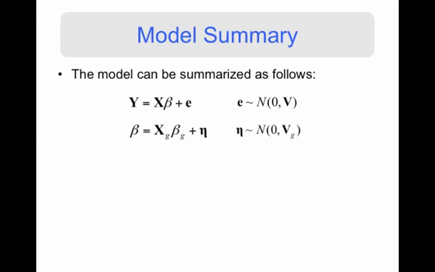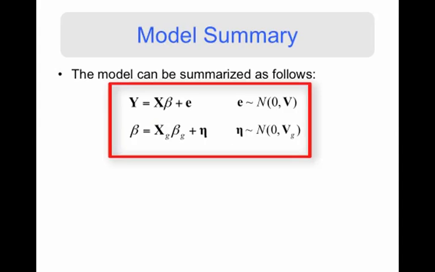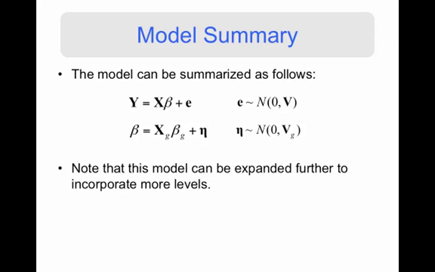So we can summarize this two-level model as follows. The first level is the concatenated data, and that's y is equal to x beta plus epsilon, where epsilon is normally distributed with mean 0 and variance covariance matrix V. And the second level model is linking the individual subject's beta to the group beta. And so this is the sampling from the population. So here we have beta is equal to xg beta g plus eta, where eta is normally distributed with mean 0 and some variance covariance matrix V of g. Now, this model can be expanded further to incorporate more levels if we like, but most often we keep it at 2 levels in fMRI.